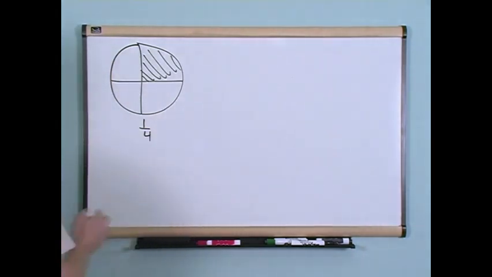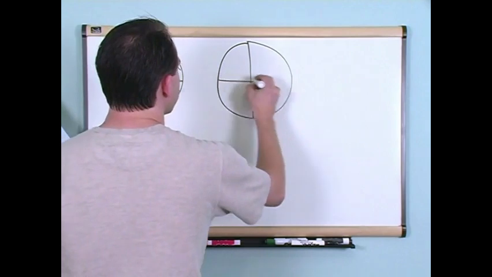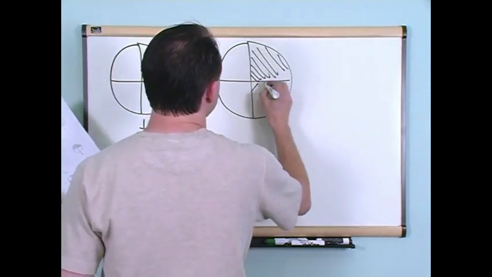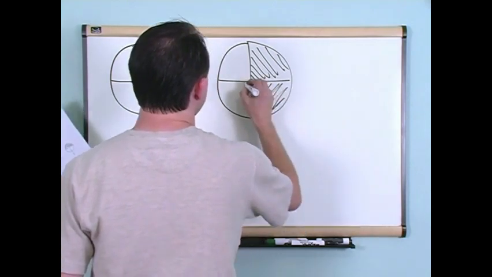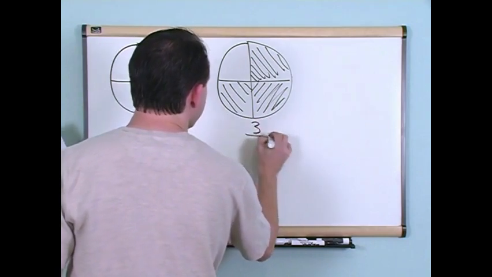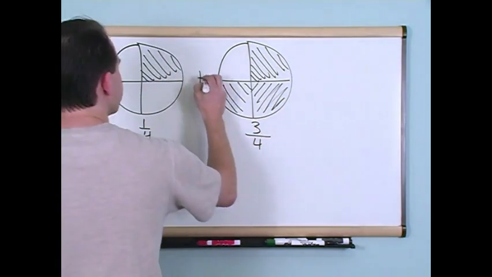Okay, 1/4. And then here's another pie over here. And let's say I'm going to take 1 piece here, 1 piece here, and 1 piece here. So here's 1, 2, 3 pieces out of a possible 4 pieces. Okay, and I want to add these up.